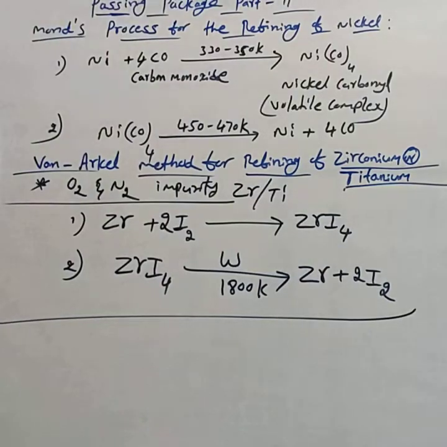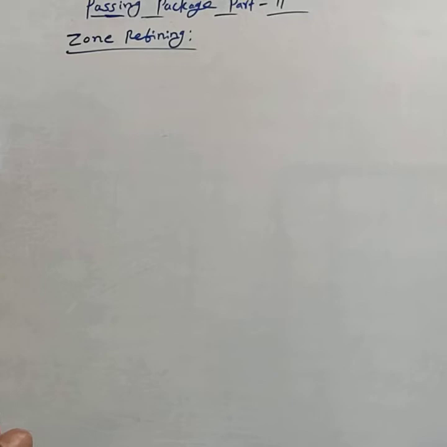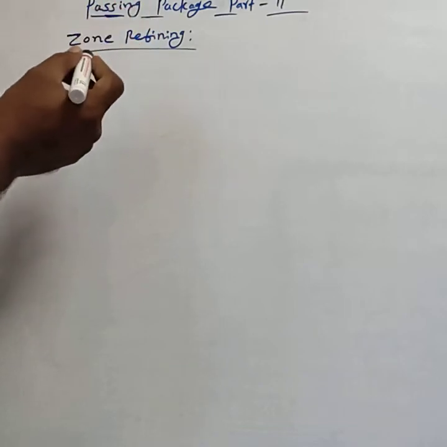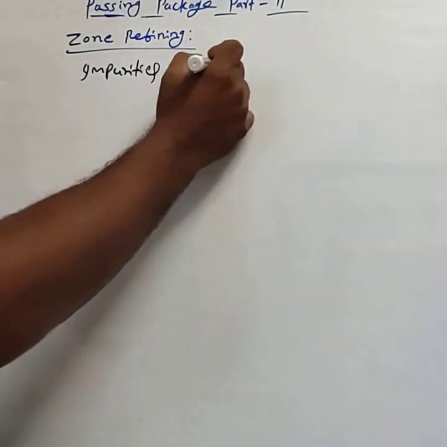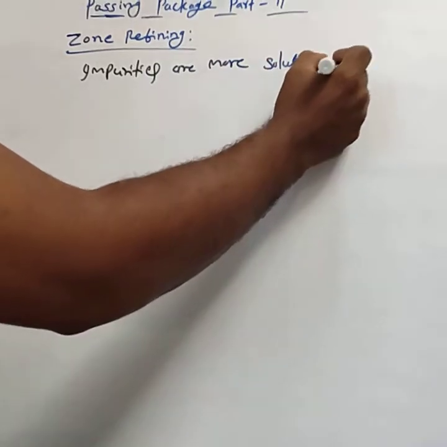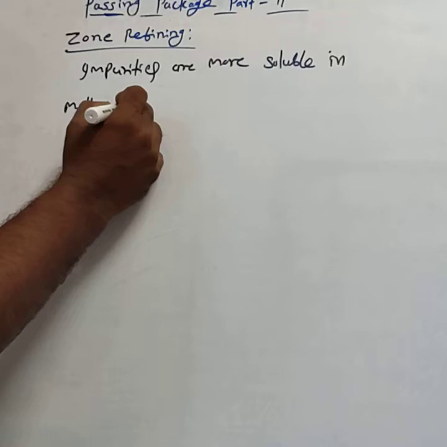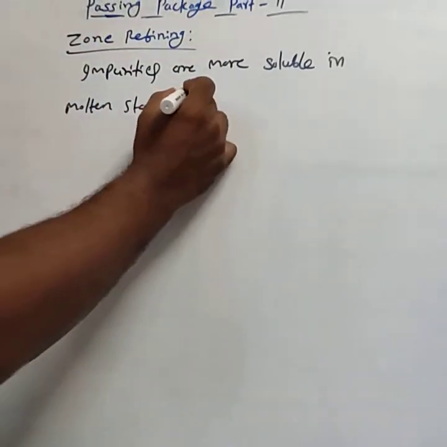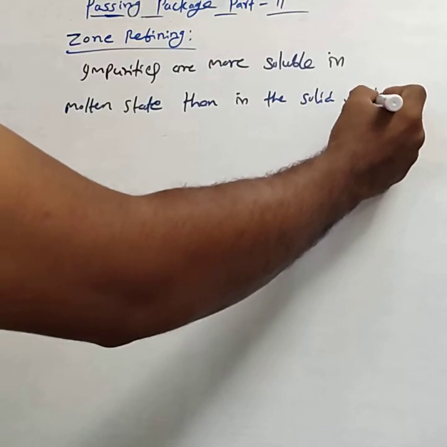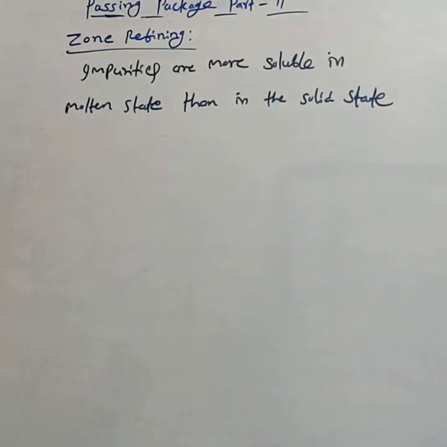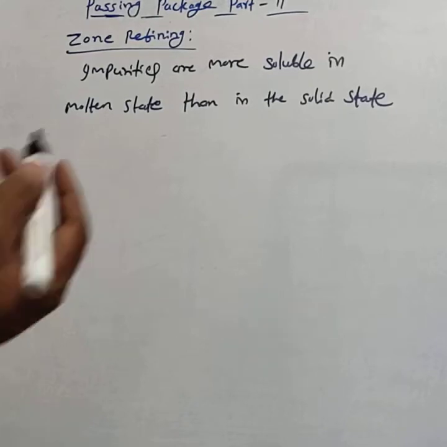Next, consider another process. Let's consider the zone refining process. I will explain the principle and which metals can be refined using zone refining. For the procedure part, follow your regular notes. The principle involved in zone refining is that impurities are more soluble in the molten state than in the solid state. If they ask to explain the zone refining process, just write this much and you get 1 mark.